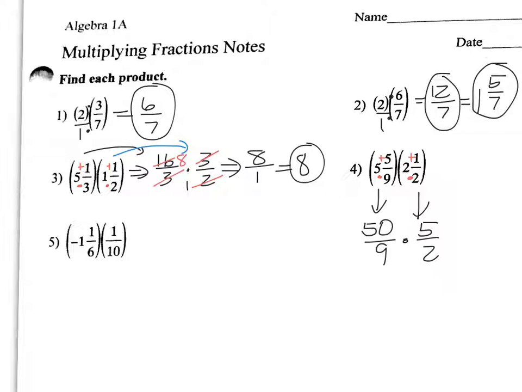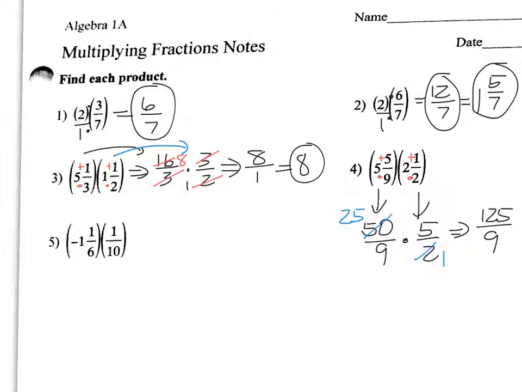Again, try to cross-reduce. Well, here, 5 will not go into 9. 2 will not go into 5. 9 will not go into 50. But 2 will go into 50. So there I can cross-reduce. 2 goes into 2 once. 2 goes into 50 25 times. So then you multiply straight across. 25 times 5 would be 125. 9 times 1 would be 9. And that would be your improper fraction answer simplified.